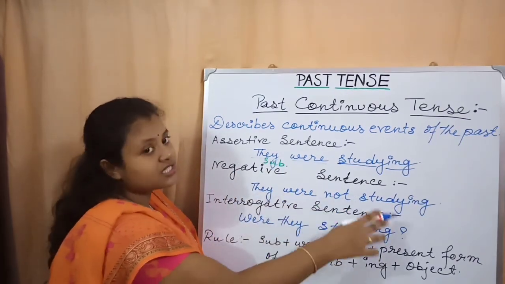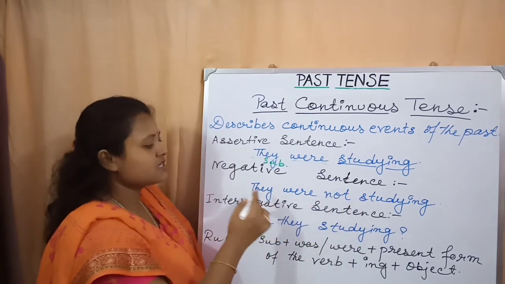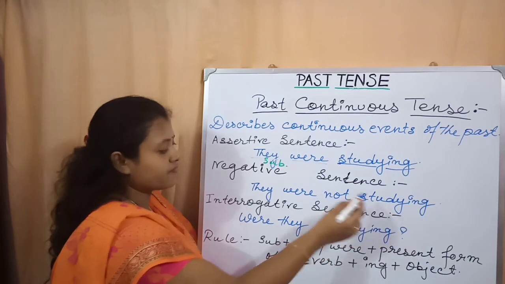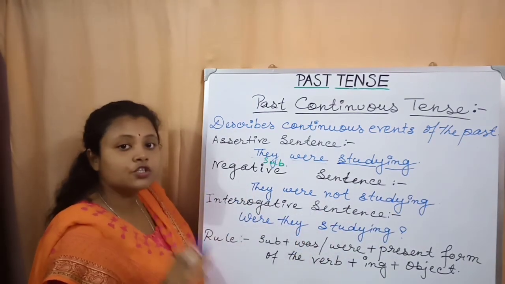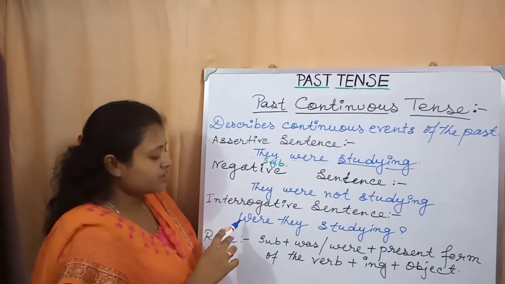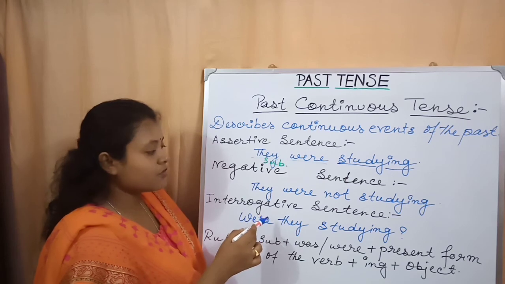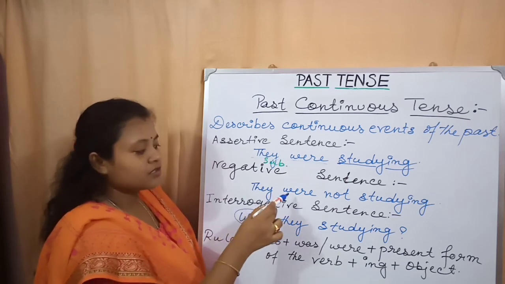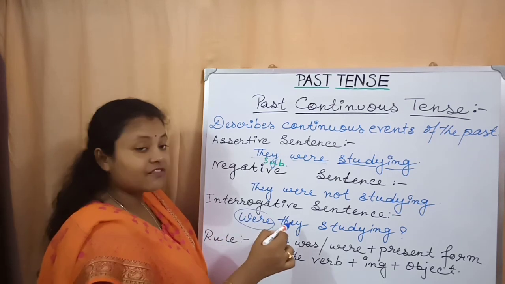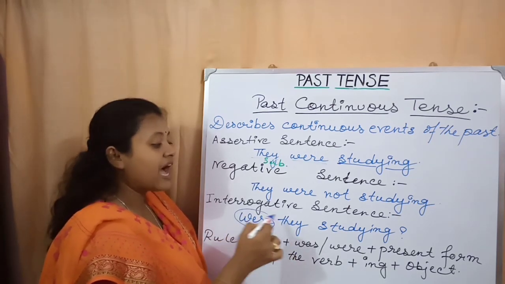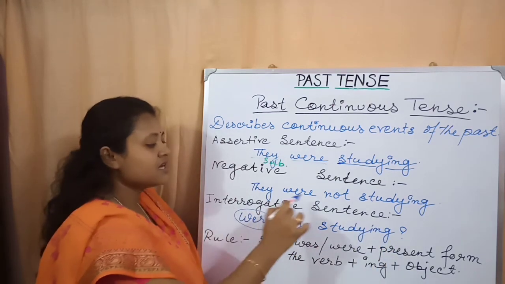In negative sentence, how will you write this tense? They were not studying. Only not you have to add because it is obviously a negative sentence. So they were not studying. Okay. In interrogative sentence, how will you write? At first I told you that you have to start it with the auxiliary verb. So what is the auxiliary verb over here? Were. The auxiliary verb over here is were. So were they, after that the subject will come. Were they studying? Question mark, obviously because it is interrogative sentence.